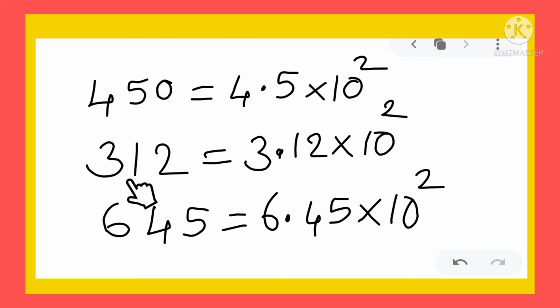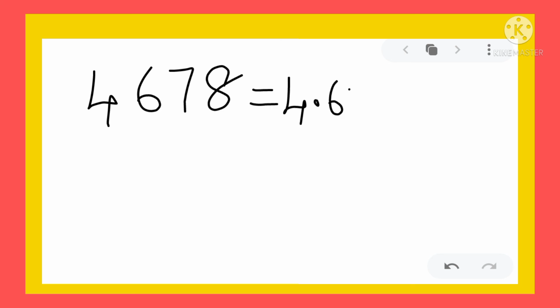Here 312. We want to check how many digits after the decimal. That is 2 digits. Then we want to write 10 raised to 2. Here also 645 is equal to 6.45, so we want to write 10 square. Then if 4 digits are there, 4, 6, 7, 8, then how many digits are there after the first number? That is 3 digits. So we want to write it in standard form as 4.678 into 10 raised to 3.